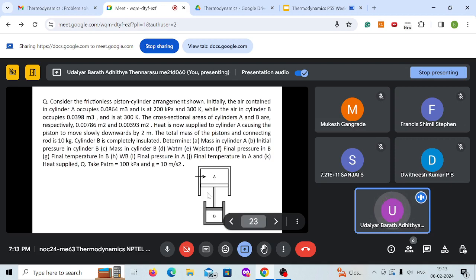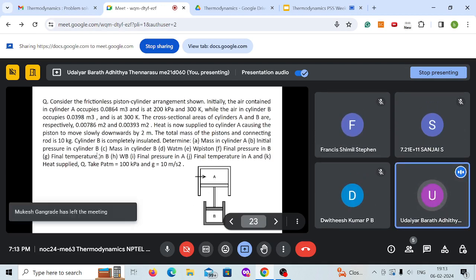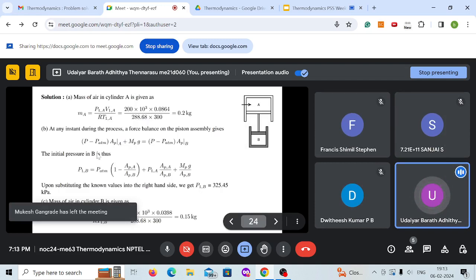There are multiple parts to this. We'll see how to solve them one by one. So we'll start with A.